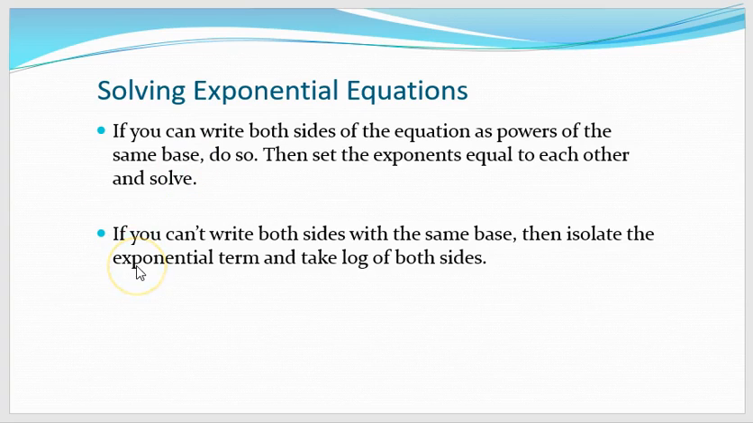The second strategy is for when you can't write both sides using a common base, in which case you're going to still isolate the exponential term, but you're going to be taking log of both sides of the equation and using some of the logarithm properties to move the exponent out front and then opposite operations to solve from there. This second technique generally requires a calculator for you to finish.